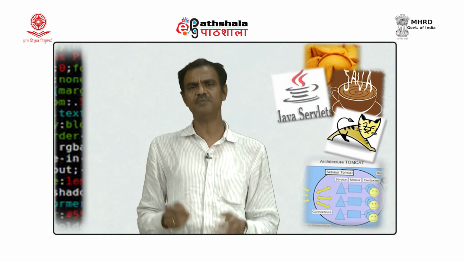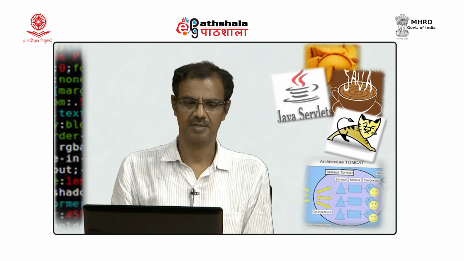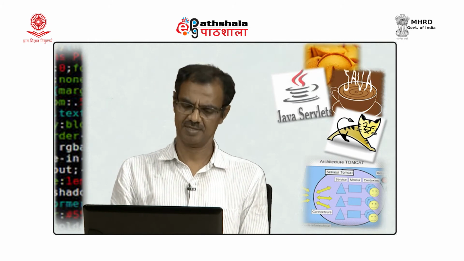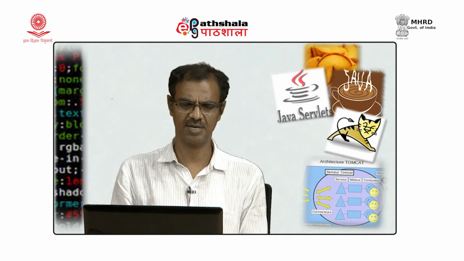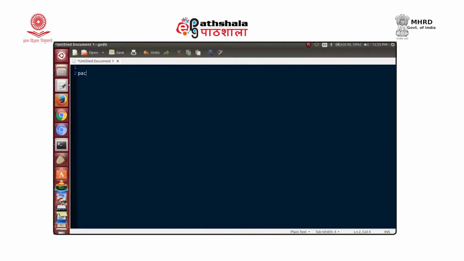Okay. So, let us begin with the demo here. Let us start by developing the EchoServer class first. We will declare the package org.pathshala.net. We will need to use the classes from the socket, the server socket classes, and some of the things from the java.io package.